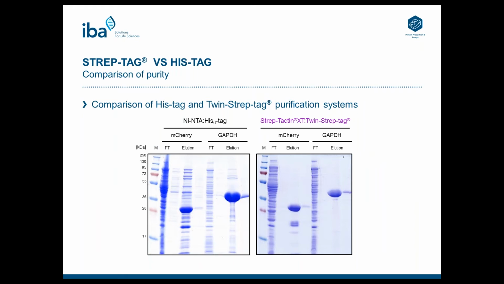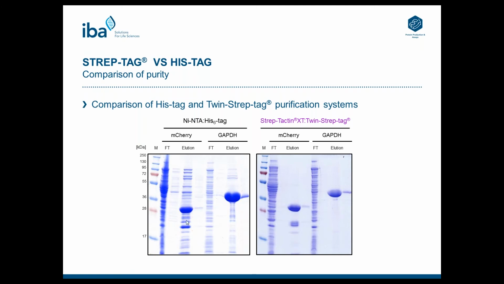We have compared the two purification systems regarding their purity. For this, we have purified two random proteins, namely mCherry and GAPDH from E. coli, using either the His-tag system or the Strep-tag system. Here we have specifically used the Twin-Strep-tag in combination with Strep-Tactin XT. On the SDS gel, you see the flow-through and 3 elution steps after gravity flow purification.